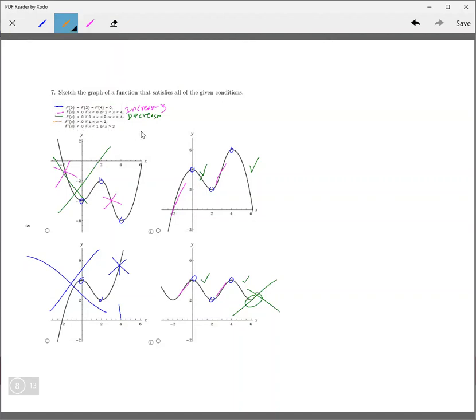The second derivative is positive, so this is concave up from 1 to 3. Yeah, that looks concave up. And then here, yeah, that looks concave up as well. And then concave down from less than 1 and greater than 3. Oh, no, it's concave up here. So that doesn't work. This is concave up. So it's going to be this one. Yay, this one right here.